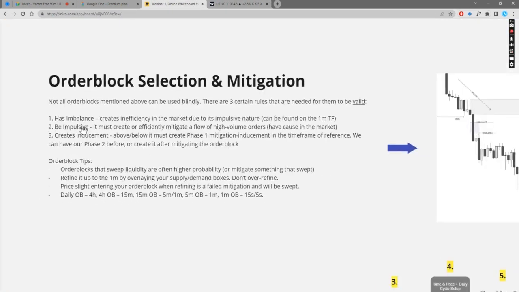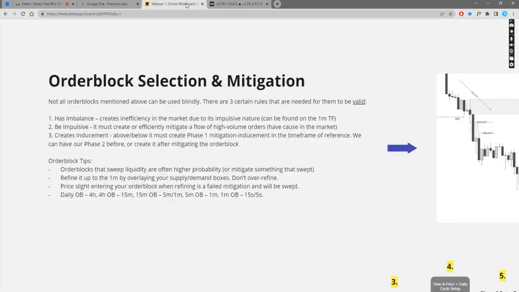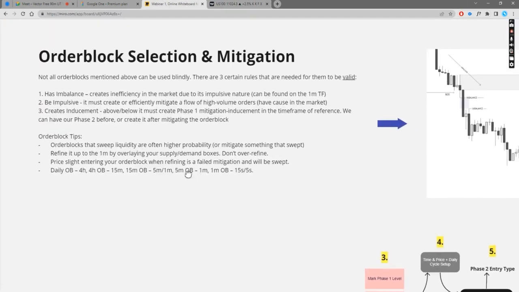So we have imbalance, have impulsiveness, and we create inducement. In this case, it's a phase 1 inducement from a 5 or 15 minute plus order block. So I'll go over the two-phase theorem in another lesson a bit more, because it's a little bit more advanced, but this whole idea, where we're finding this as an accumulation, this horizontal level, is our phase 1. So we need to have that phase 1 and those other two rules.